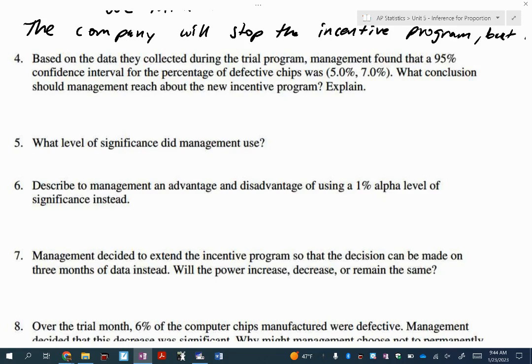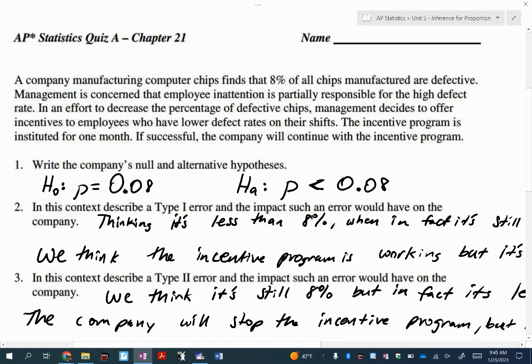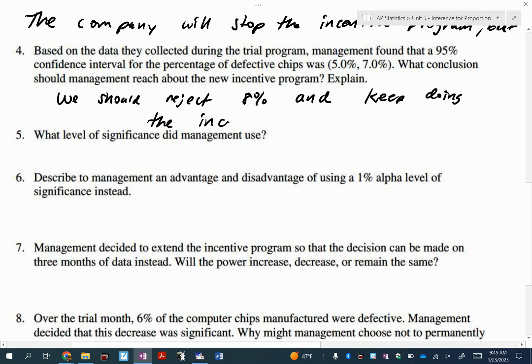So if we're making a confidence interval that doesn't include, right, 8, what should I do with it? Reject it, right? No, we're still working on that. That's fine, right? I don't see 8, right? 8 isn't in my interval, so I should reject 8. That's the first thing I'm going to do. In this number 4, that's them saying that we should reject 8. So we should reject 8%. And what does that say about this incentive program? And I'm going to say, and keep doing the incentive program.